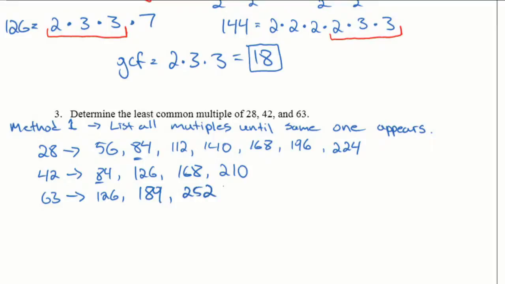252. I'm up past the other ones already, and I still haven't found a common multiple of them. So maybe I'm going to go back to my 28 and my 42 and see what I end up with if I go a little bit higher. So 224. The next one, if I add another 28 on there, I get 252. How about this one? If I add another 42 on there, I get 252.